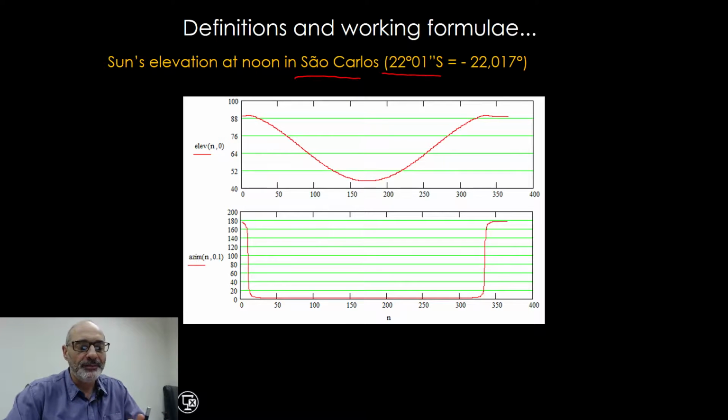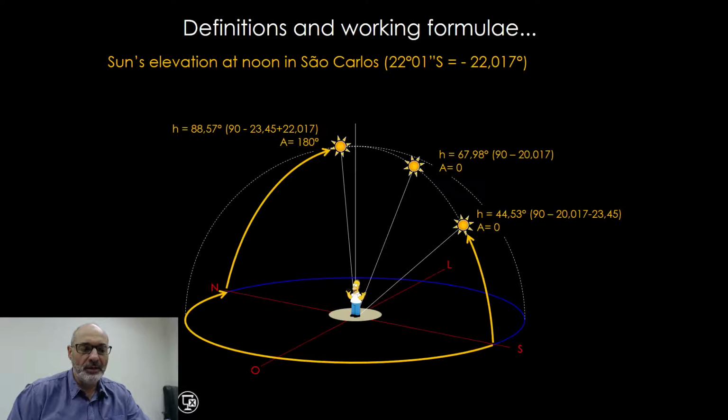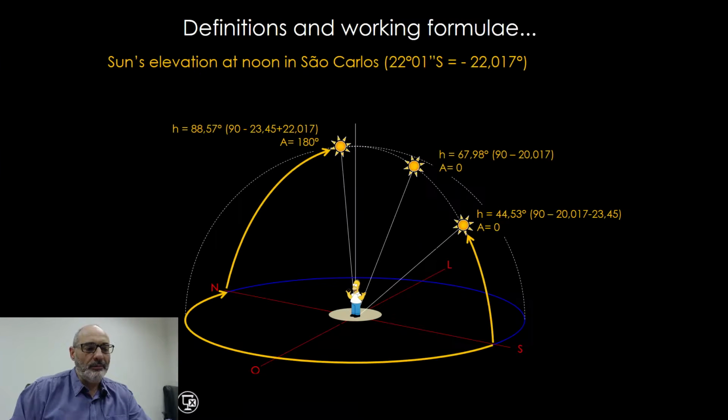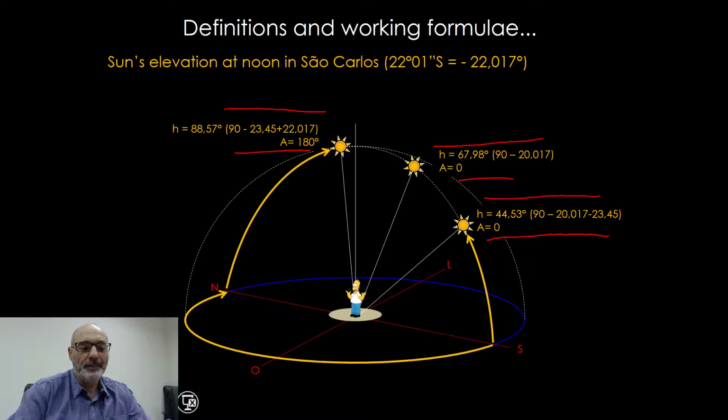The same thing for São Carlos, which is at 22.01 degrees. The sun varies more, you see, you get to 90 degrees here and here, and then it goes down here. Just to show you the results. These results that I'm showing you all correspond to these two formulas, this one and this one here. And this is the position of the sun during the solstice and equinox.